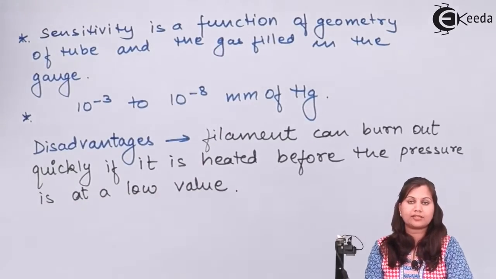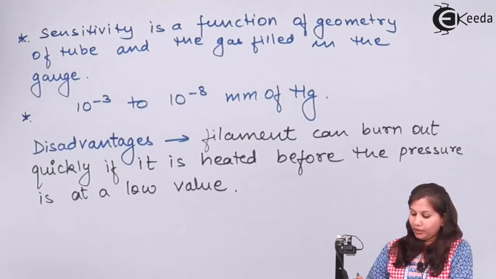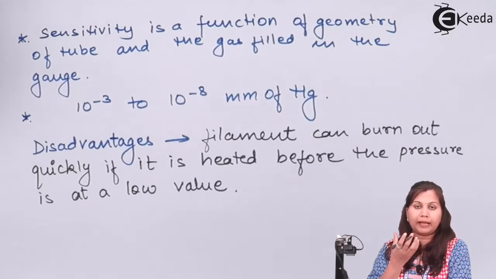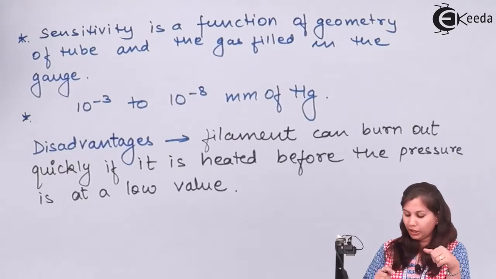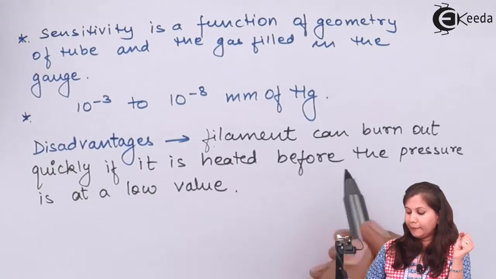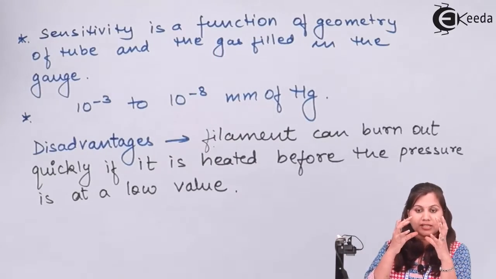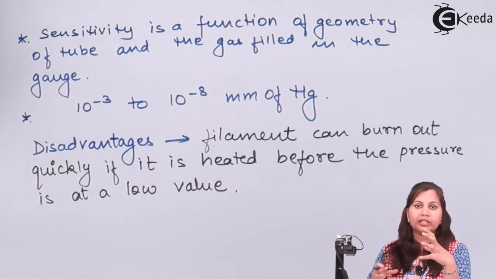Now, because these gauges are used for the measurement of very low vacuum pressures, the filament, because here we have seen that the cathode is heated up and this cathode is generating the electrons by using the filament. The filament of the cathode will burn out quickly if it is heated before the pressure is at a low value. When the pressure is coming to a very low value, before coming to that level, if the filament is heated earlier, that filament is going to burn out very quickly.